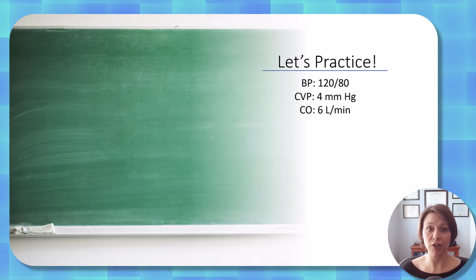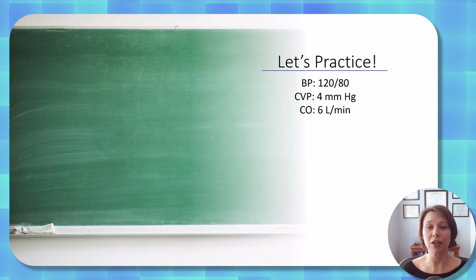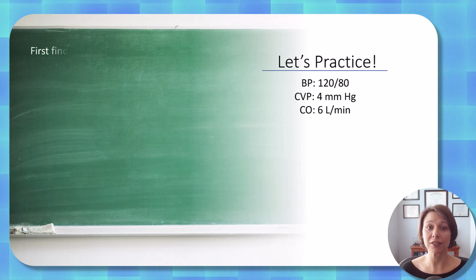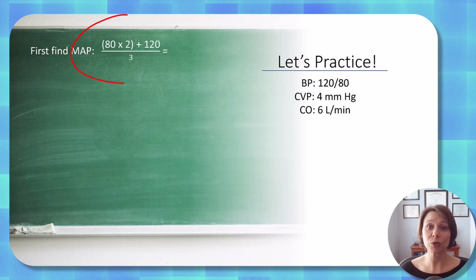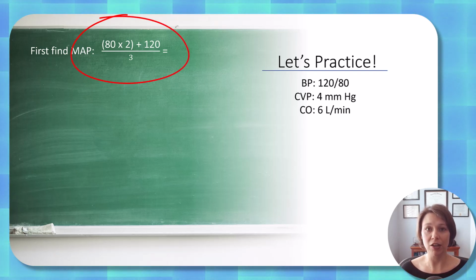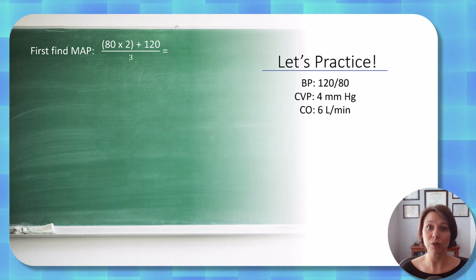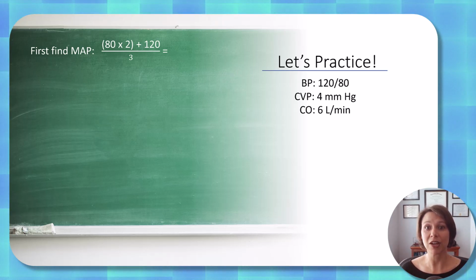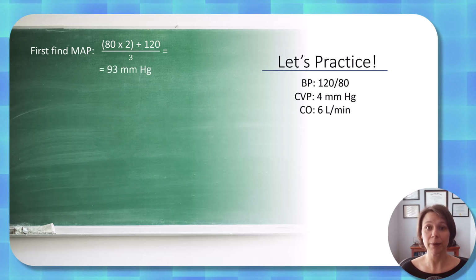We have these values. You'll notice I have blood pressure here rather than mean arterial pressure. So the first thing we need to do is actually find mean arterial pressure. Remember that we're going to do 2 times diastolic plus our systolic pressure and then divide by 3. Make sure that you do this in the right order. So 80 times 2 plus 120, divided by 3. That will give us 93.